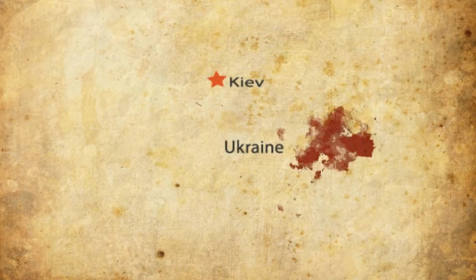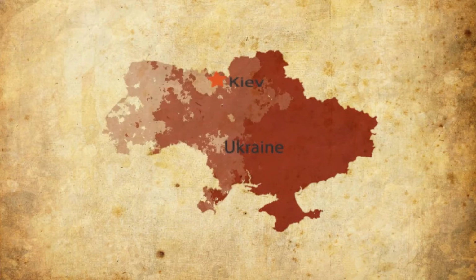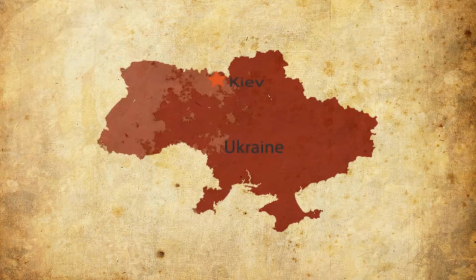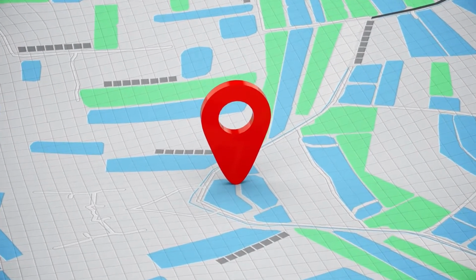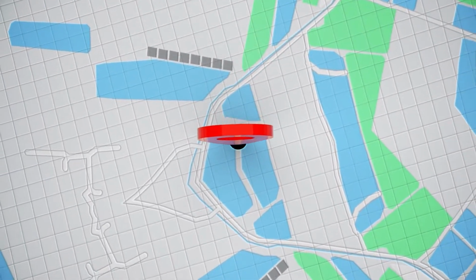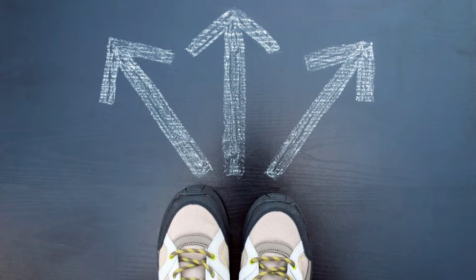One of the best examples of describing consequences is in giving directions. Suppose you are asked about directions to go to a place or building. The following model answer can be used in such a situation. Pertama-tama plus verb plus complement, plus lalu/kemudian plus verb plus complement, plus dan plus object. First plus verb plus complement, plus then plus verb plus complement, plus and plus object.